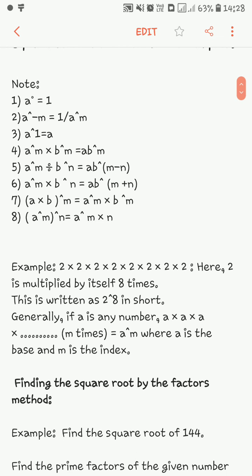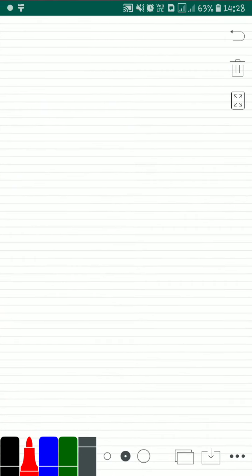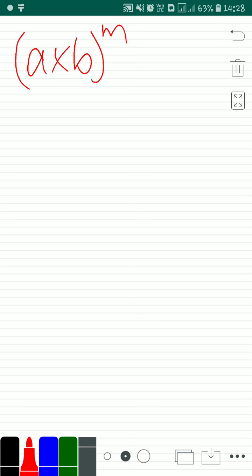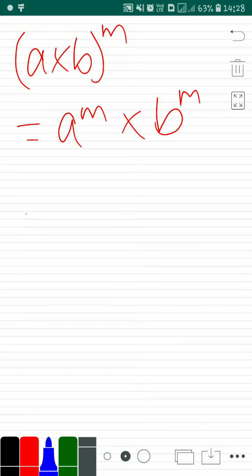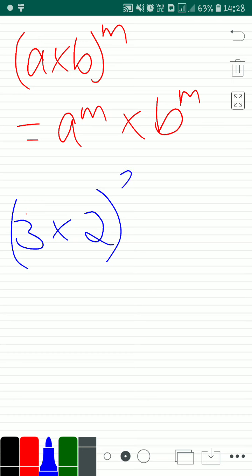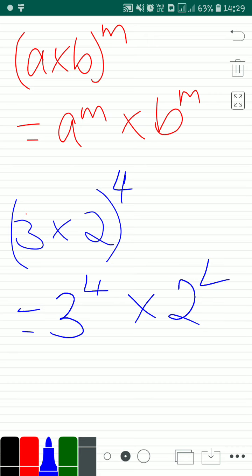Seventh says a into b bracket raised to m is equal to a raised to m into b raised to m, which means if we have a and b, which are two different numbers given, raised to the same index, then we can split it and write it as 3 raised to 4 into 2 raised to 4 and then find the answer.